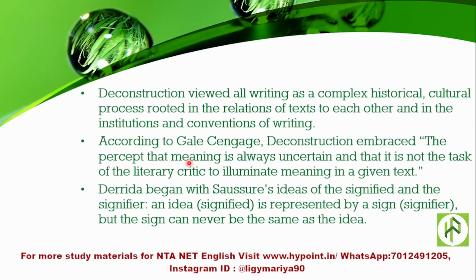Derrida began with Saussure's ideas of the signified and signifier. The idea is the signified. The meaning that we are generating is the signified, and what is represented by a sign is the signifier. So there will be a word or an object or a sign, that is the signifier, and the idea associated with that sign is the signified. The meaning generated inside our mind when we see that sign is the signified.